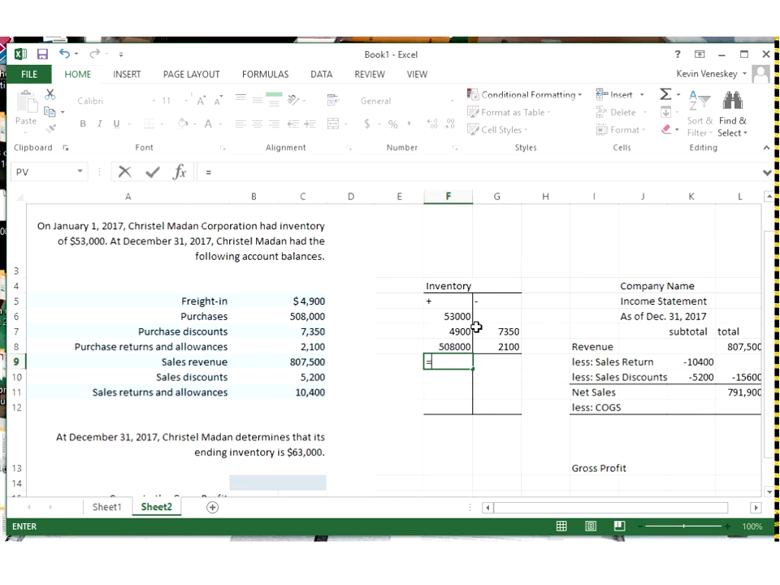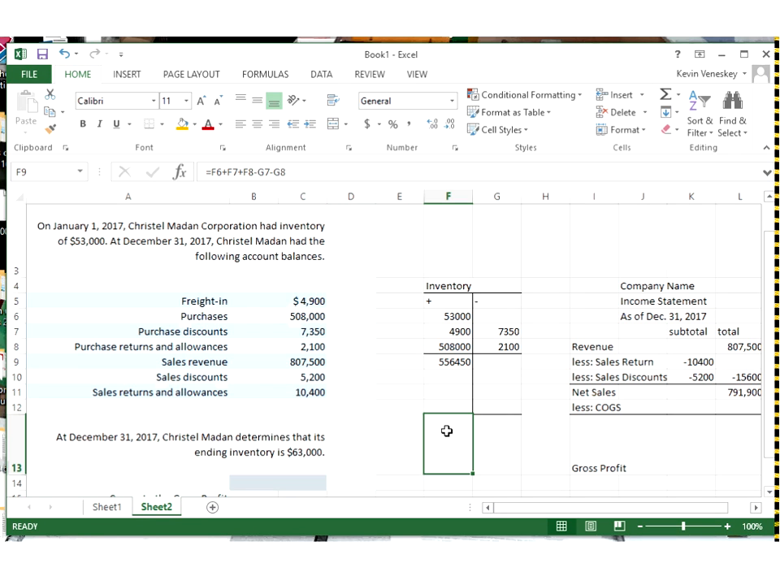And so when I add up, I'm going to add up everything on the plus side and then subtract out all of my negatives here. And I've got an ending balance before I sell anything. If I looked at it like this from one snapshot, I have $556,450 of inventory. Now at the very bottom, it tells me that I have $63,000 of inventory remaining.